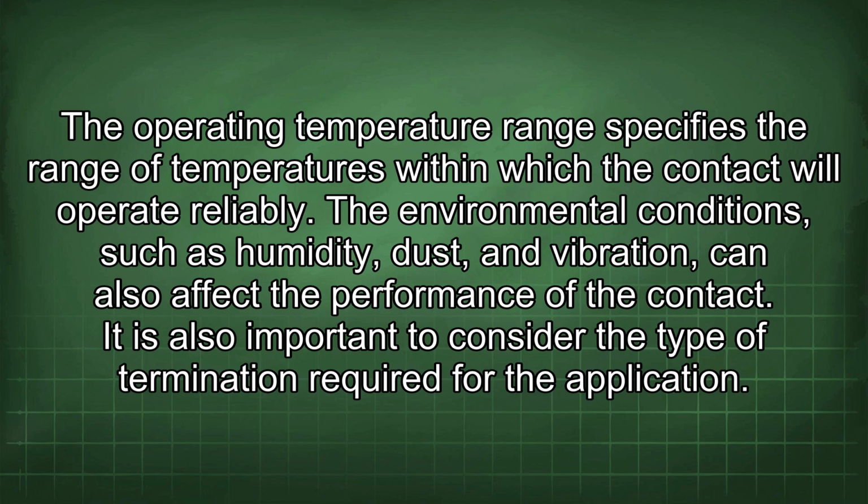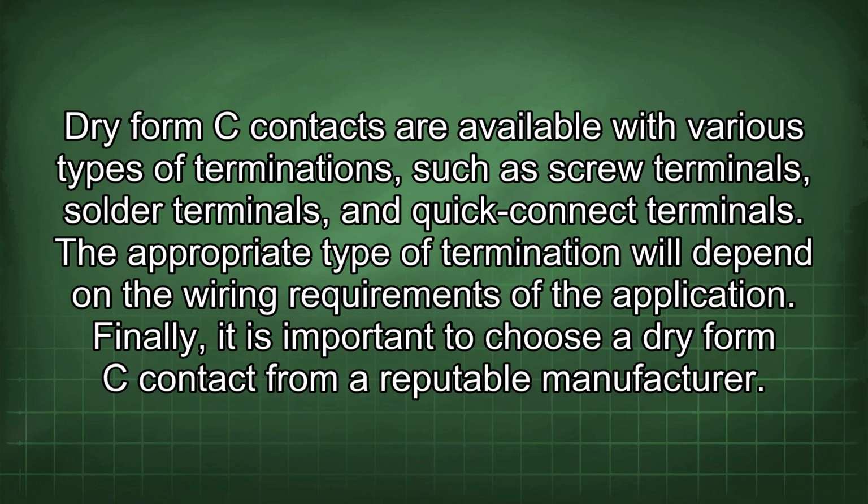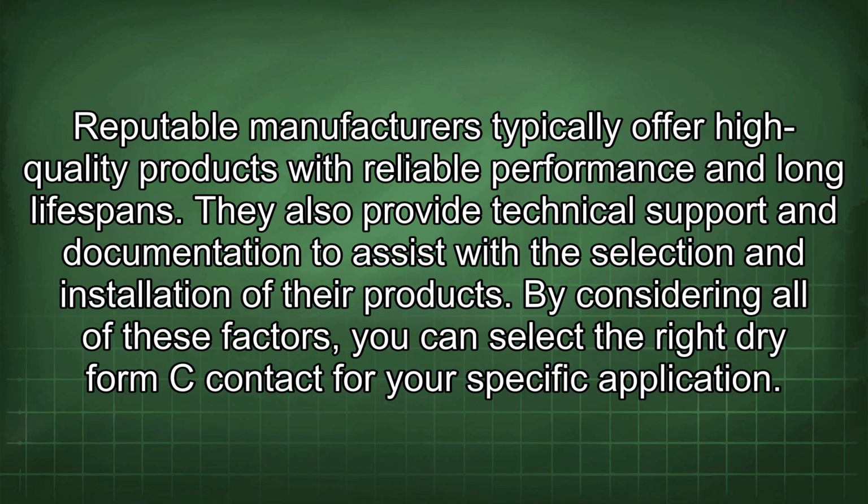It is also important to consider the type of termination required for the application. Dry form C contacts are available with various types of terminations, such as screw terminals, solder terminals, and quick connect terminals. The appropriate type of termination will depend on the wiring requirements of the application. Finally, it is important to choose a dry form C contact from a reputable manufacturer. Reputable manufacturers typically offer high-quality products with reliable performance and long lifespans. They also provide technical support and documentation to assist with the selection and installation of their products.